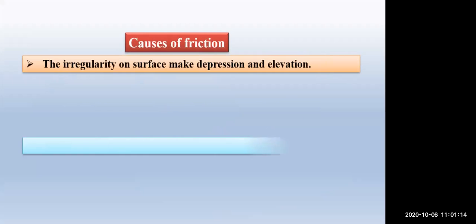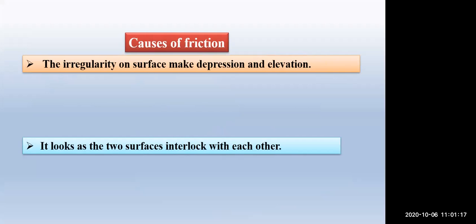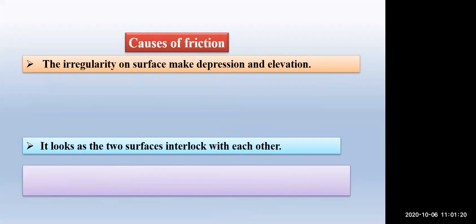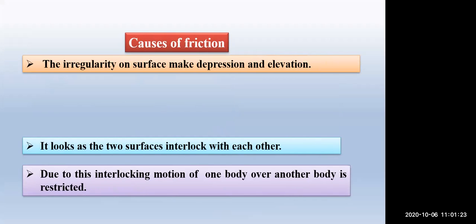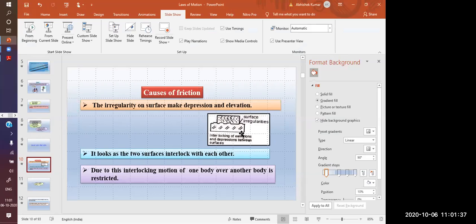Okay, now we will see the causes of friction. So what is the cause of friction? Irregularity on a surface makes depressions and elevations. If you consider any surface, you can see the upper object and the lower object. There are some irregularities on the surfaces, so there is some interlocking between these two surfaces because of the irregularity on both. You can see the interlocking.